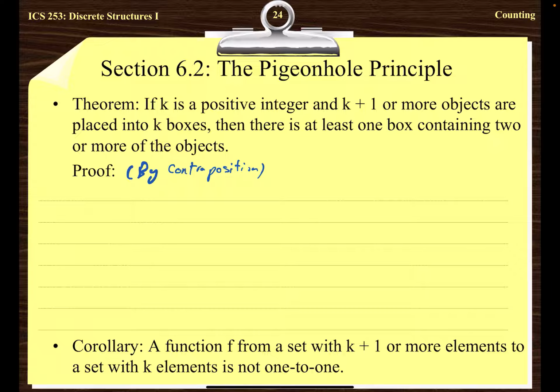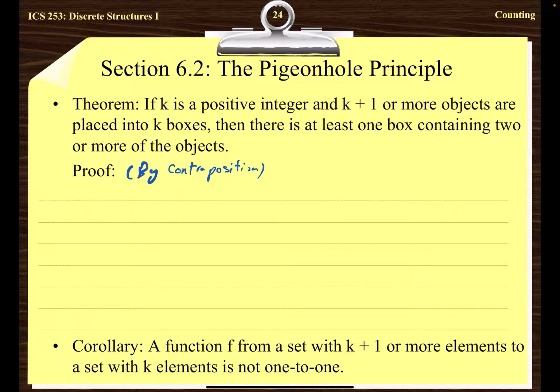Because it says if k is a positive integer and k plus 1 or more objects are placed into k boxes, then there is at least one box containing 2 or more of these objects. So if I want to take the contraposition, I need to negate the necessary condition. صح؟ اللي هو ايش؟ انه there is at least one box containing 2 or more objects. What's the negation of this? طيب شو يعني no box contains 2 or more؟ يعني all boxes contain at most one, صح؟ Right?